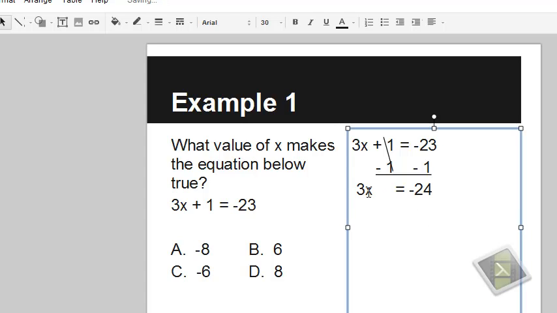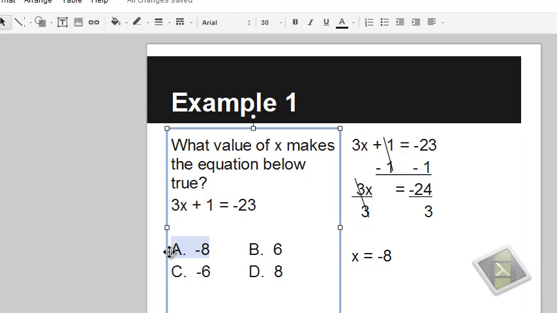Now, to get x by itself, we're going to divide both sides by 3. So when we do that, 3's cancel, like so. The x is going to drop down, equals drops down. Don't forget about your signs. Negative 24 divided by 3 gives me negative 8. So obviously the one that makes the most sense here is A. You guessed A. You're right.